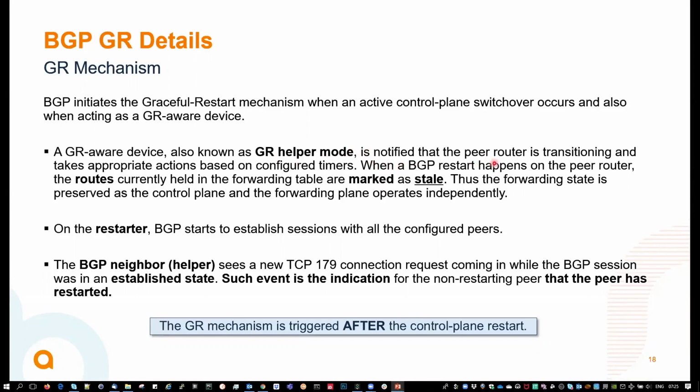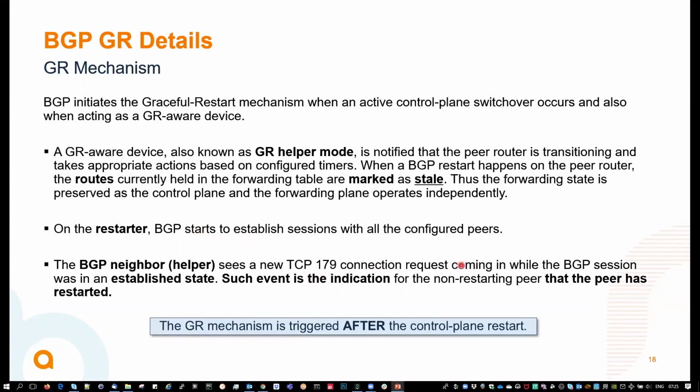So when a BGP restart happens on the peer router, the routes that were in place in the forwarding table are marked as stale. The forwarding state is completely preserved. There is an independent operation on the control plane and the forwarding plane. On the restarter side, BGP starts to establish a new session after the restart for all the configured peers.